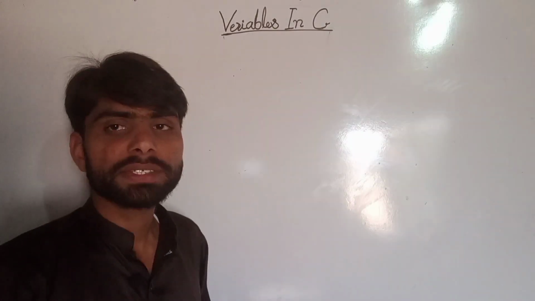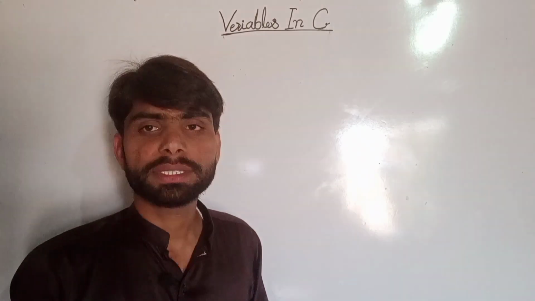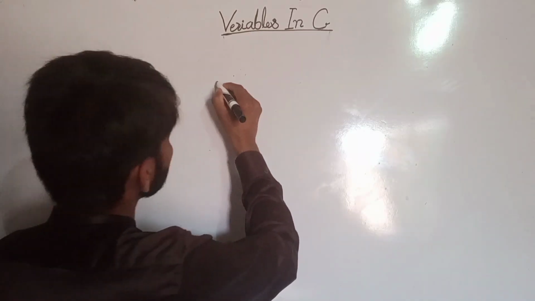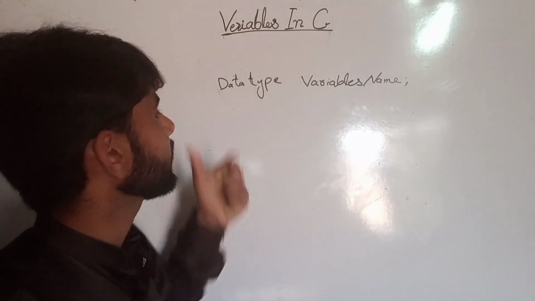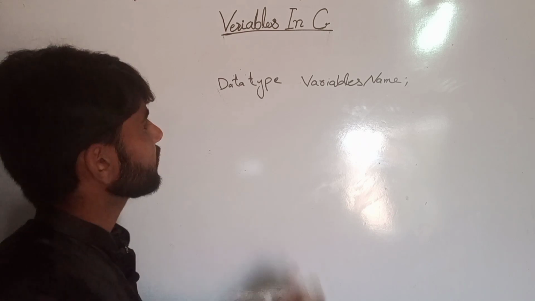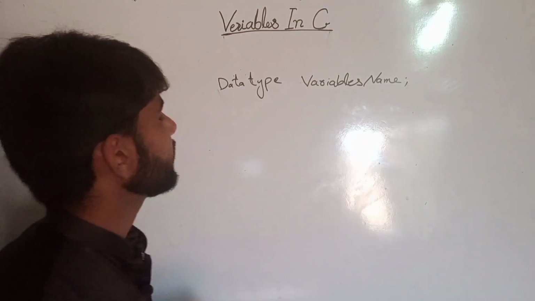Next I'll describe how to declare variables in C. First of all, we write the data type. In this way we can declare any variable in C. First of all, we have to describe the data type in C.